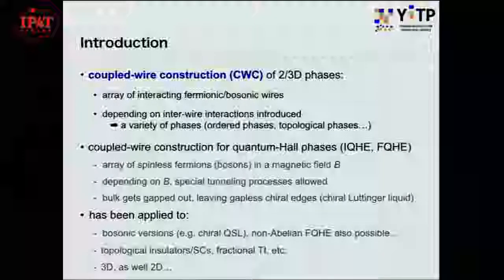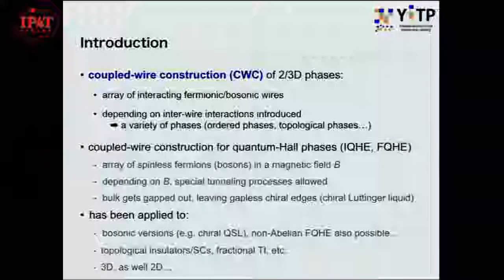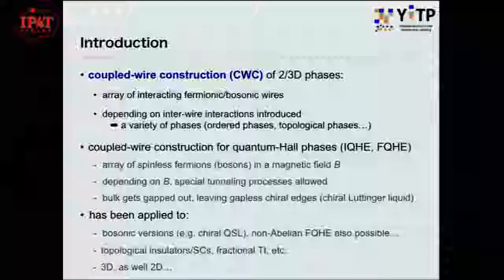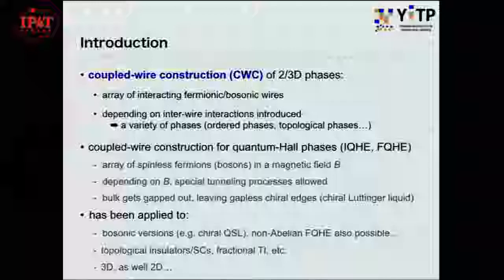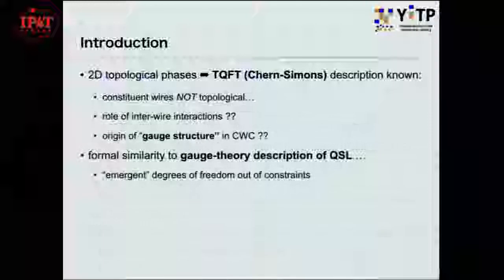Also this strategy has been applied or generalized to a variety of systems, including a bosonic version of fractional quantum Hall systems, non-Abelian quantum Hall states. It has also been generalized to topological insulators, topological superconductors, fractional topological insulators and so on. Also, it has been generalized to three-dimensional topologically ordered systems by including more complicated interactions.